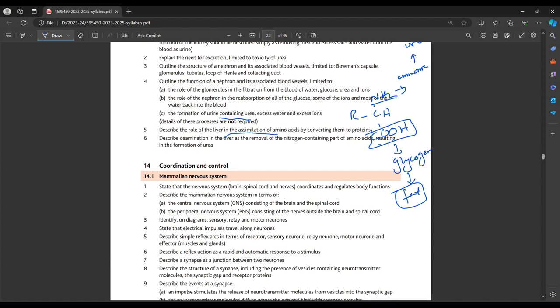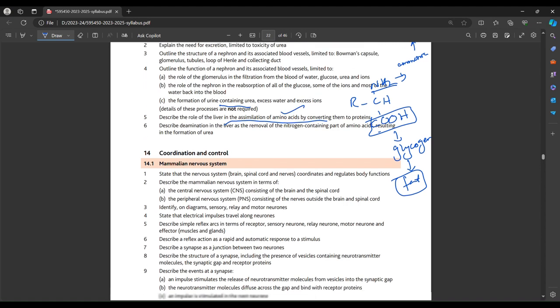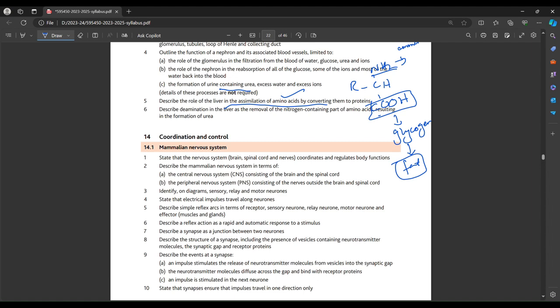Okay, so this is the role of the liver in the assimilation of amino acid by converting them into protein. Amino acid will be converted into protein, and what happens to the excess amino acid? It will be deaminated. Okay.